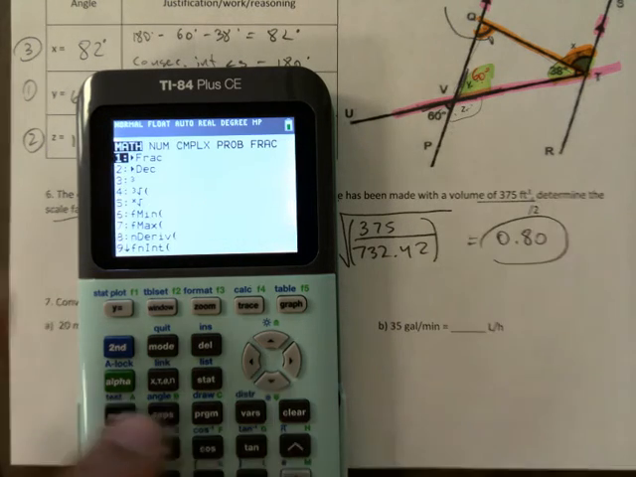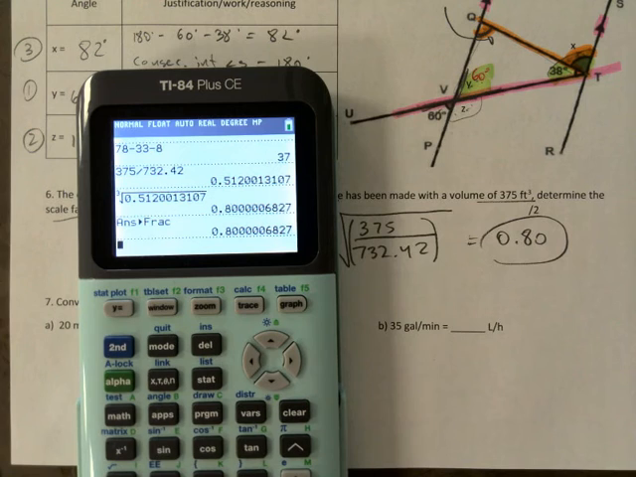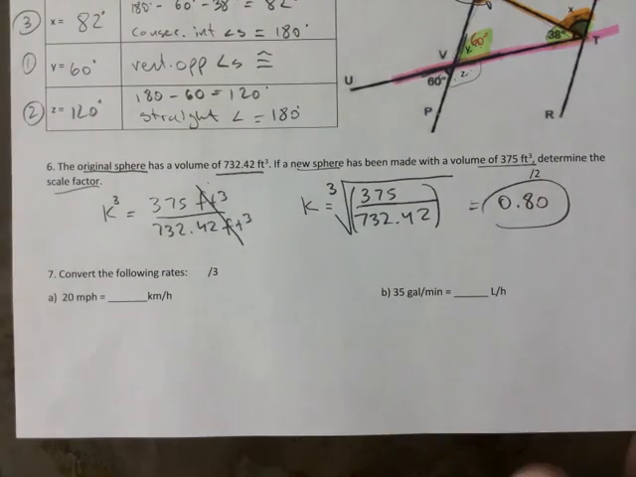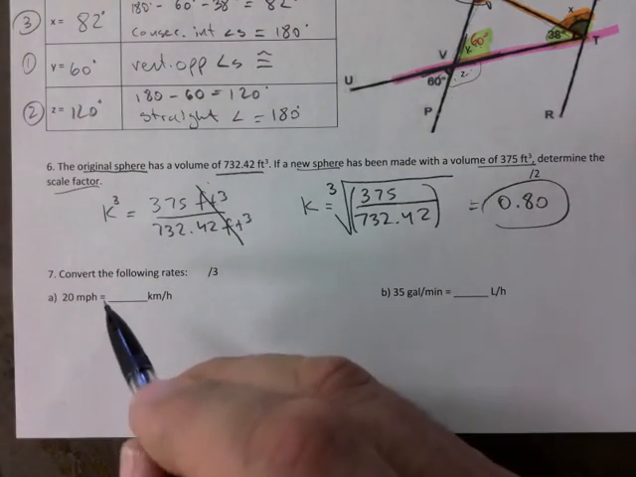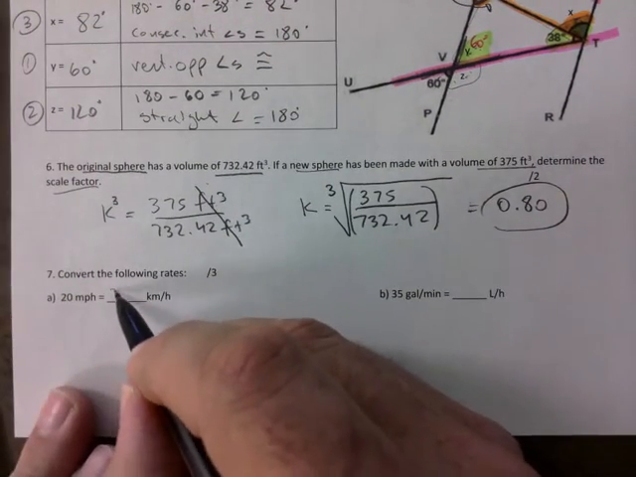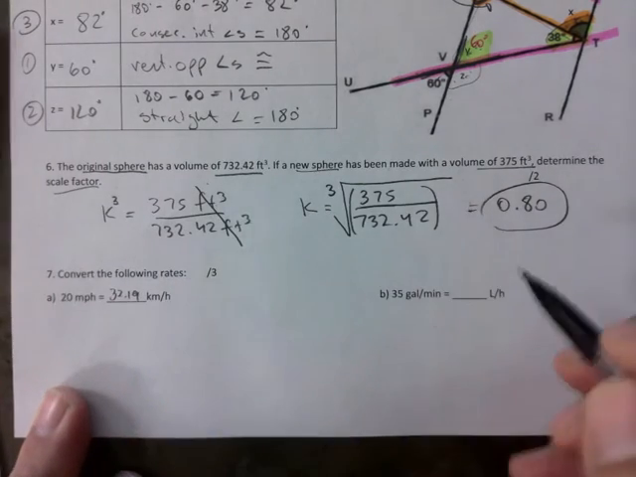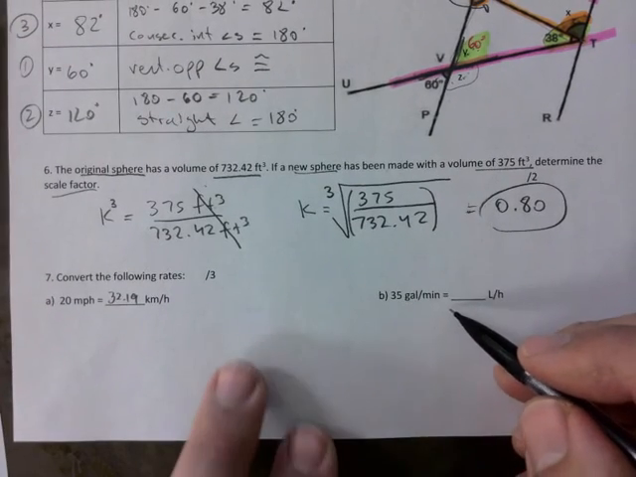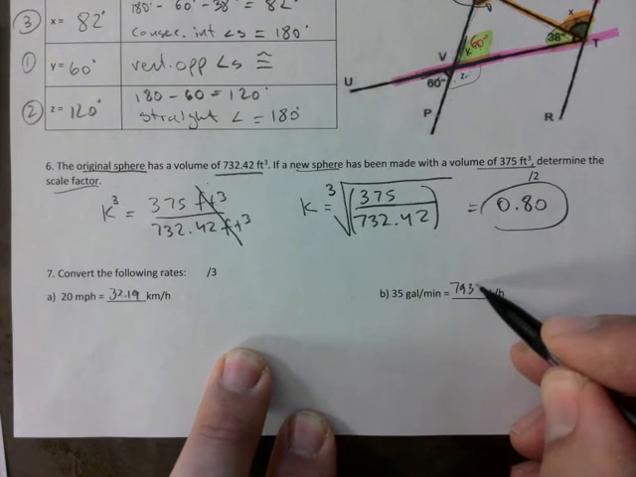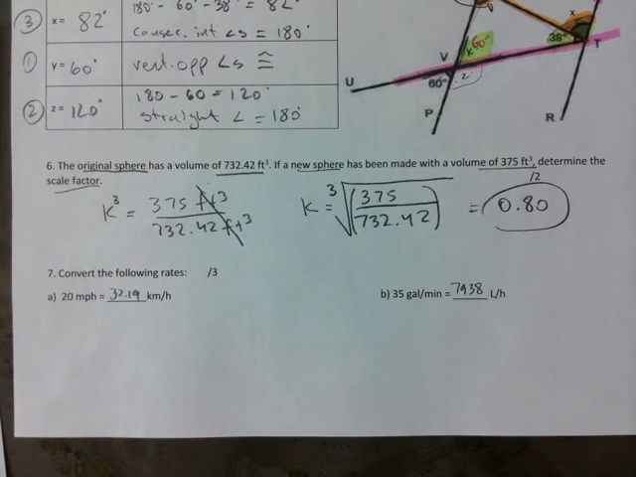Let's see if we can turn it into a fraction. Nope. Can't do. So then that's what you use. These ones, I'll just give you the answer. This is 3219. And this other one is 7938. I told you that.